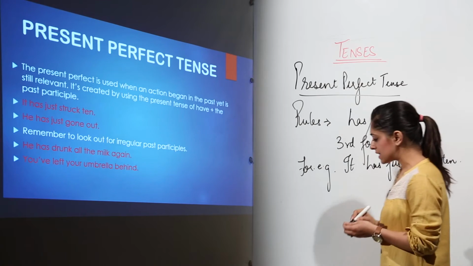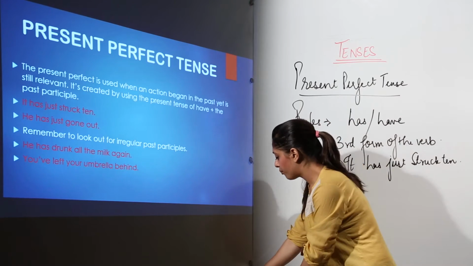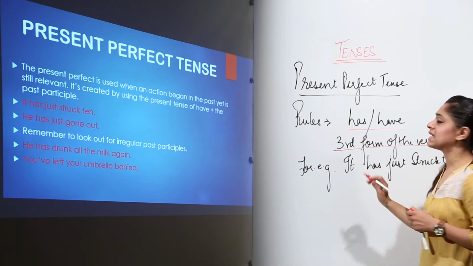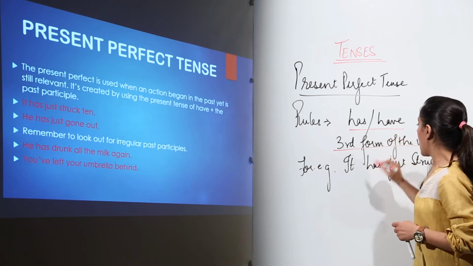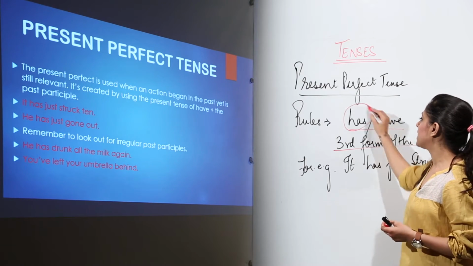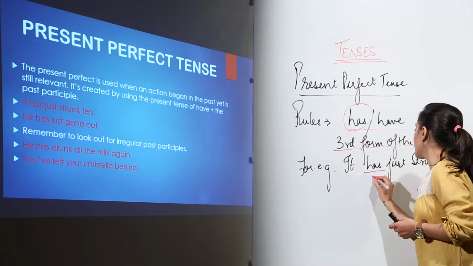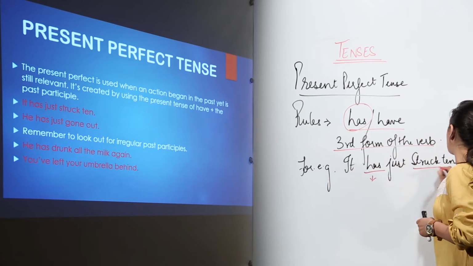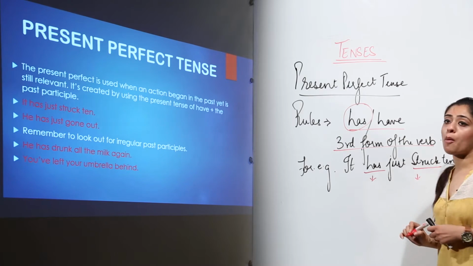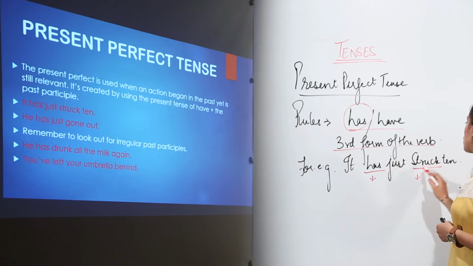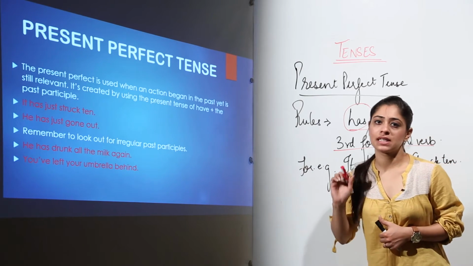Now we need to understand that both the rules should be valid in a sentence. According to the rules, in present perfect tense, we need to have either has or have. So we have applied this rule here. Third form of the verb: struck is the third form of strike. So it has just struck 10 is a present perfect tense.